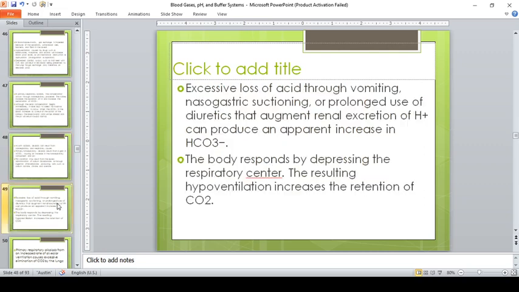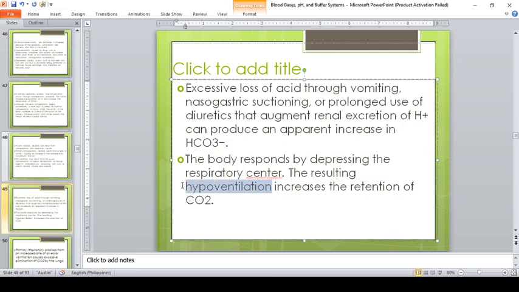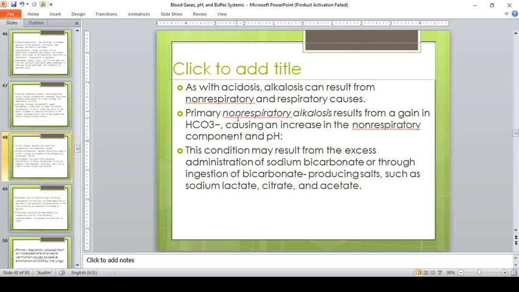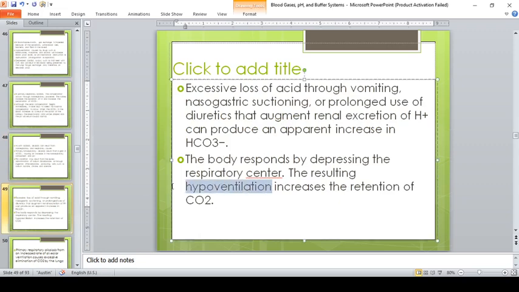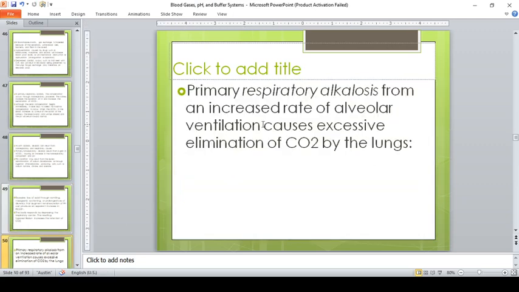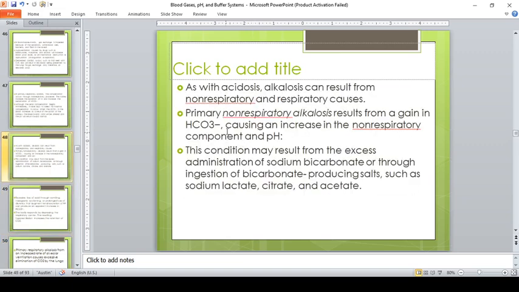So, hypoventilation, yung main compensatory mechanism ng non-respiratory alkalosis. Okay? That is, hypoventilation increases the retention of carbon dioxide so that it can balance the excess amount of bicarbonate. Primary respiratory alkalosis from an increased rate of alveolar ventilation causes excessive elimination of carbon dioxide by the lungs. Kanina, di-discuss natin yung non-respiratory alkalosis or metabolic alkalosis.